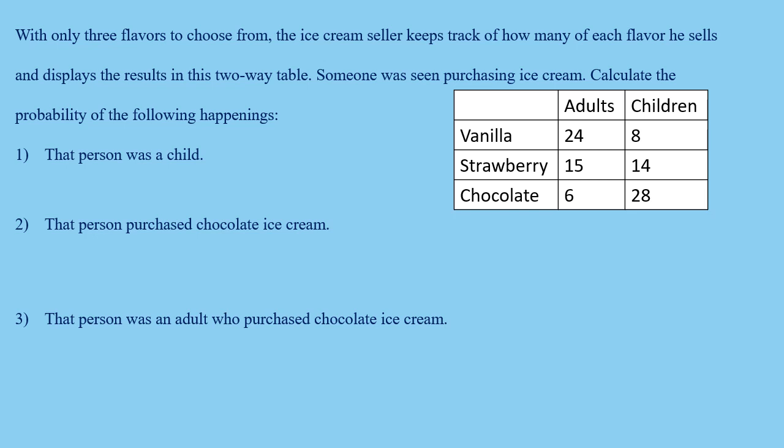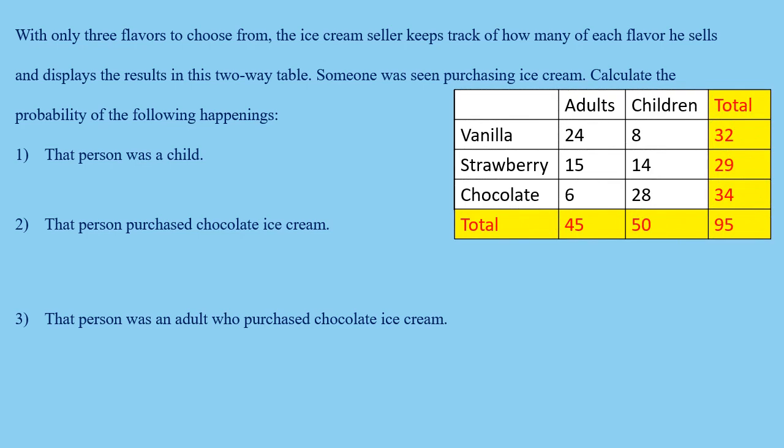Before you begin working with a two-way table, make sure the column and row totals are included. If they are not, add them. This will make your calculation easier. Also, before using the two-way table to calculate the probability, please double-check your total calculation.